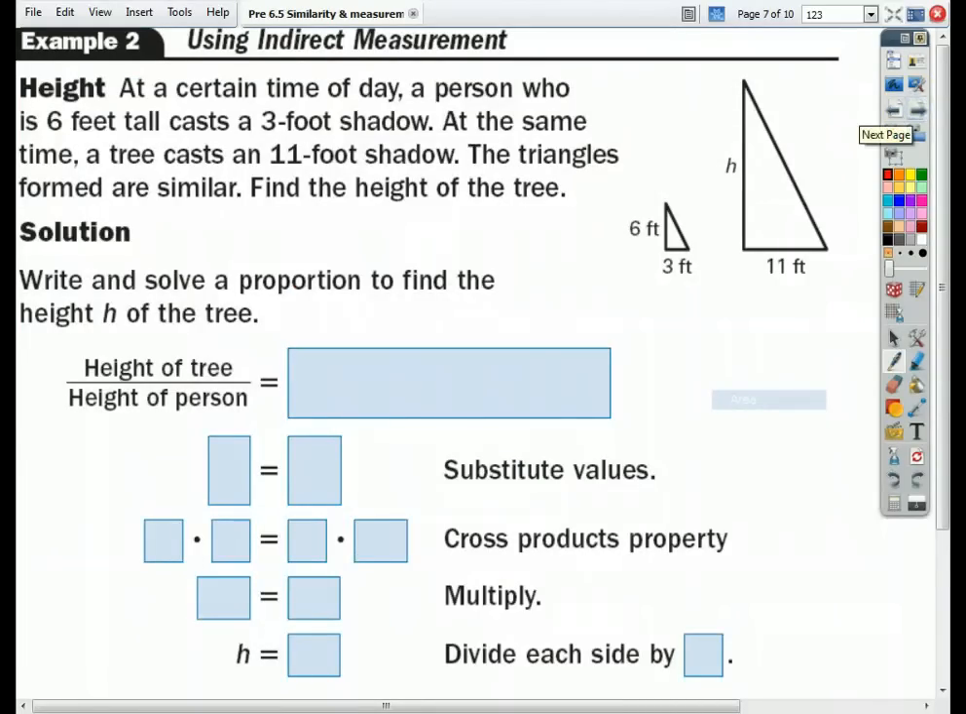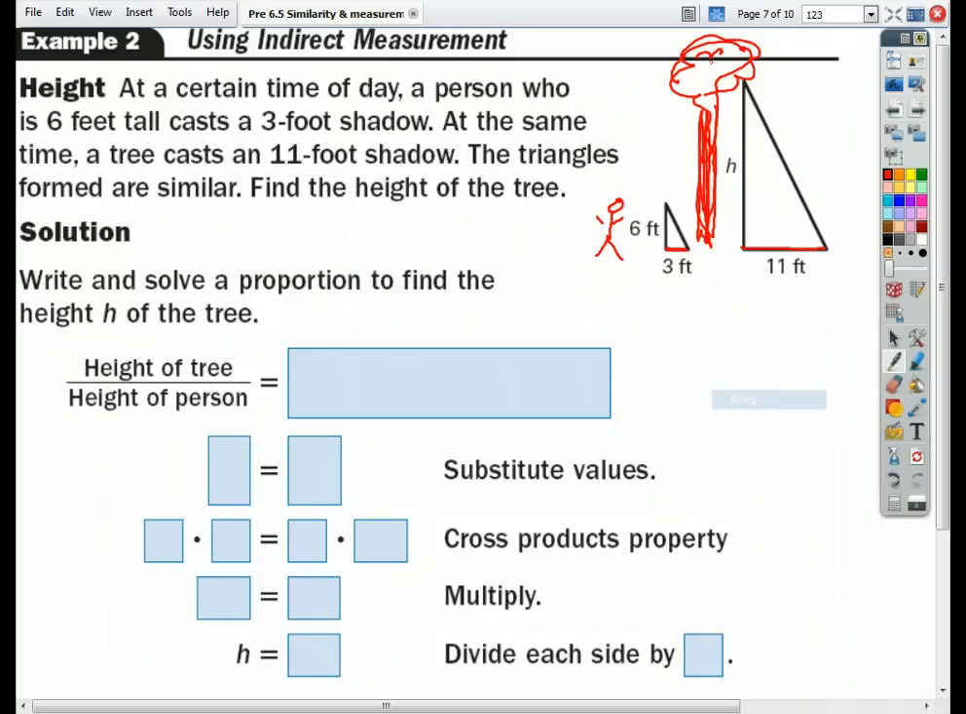Next problem. Now we have a little word problem. Don't freak out. It's just a little word problem. At a certain time of day, a person who is 6 feet tall casts a shadow that's 3 feet long. So here we've got our little person standing over here, and they cast a shadow that's 3 feet long. Then it says at the same time, a tree casts an 11-foot shadow. So here's the tree's 11, and here we've got our tree over here, okay? I'm a great artist, look at that, it's beautiful. And we'll put a little bird in there, okay, good.